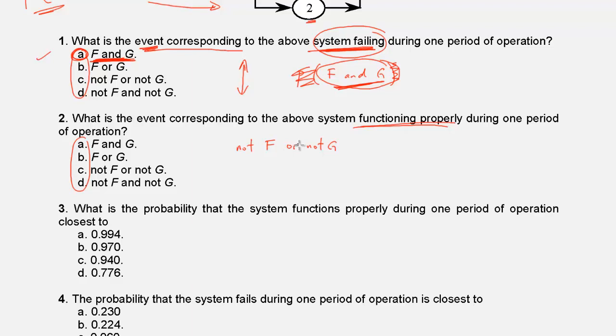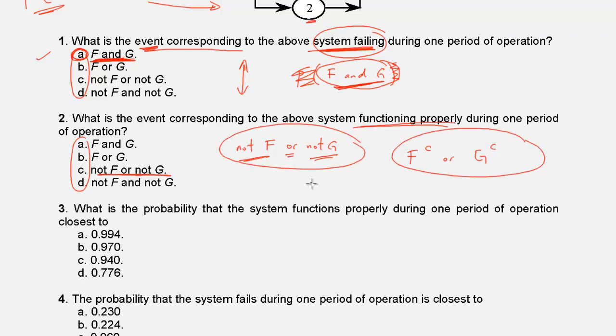So what we say is that it's not F or not G. You can also write that as the complement of F or the complement of G. Now I wrote not F or not G because that's how they wrote it here, but either one of these is going to be a suitable answer, because either one of what I've got in the circles here indicates that you're going to have at least one component working. So not F or not G, F complement or G complement. That's the answer that we're looking for in number 2.